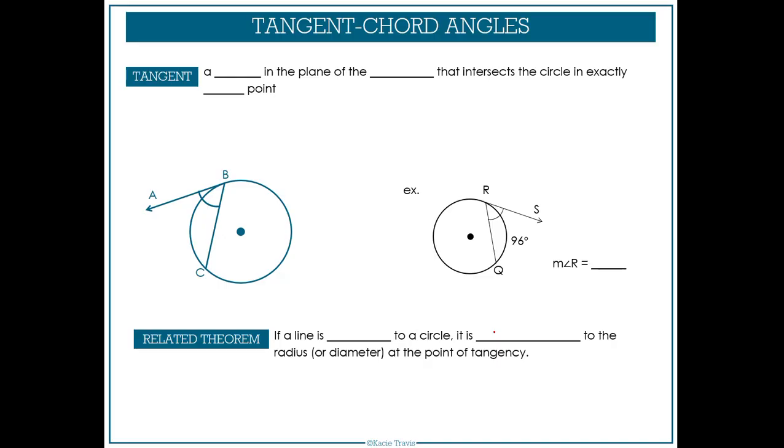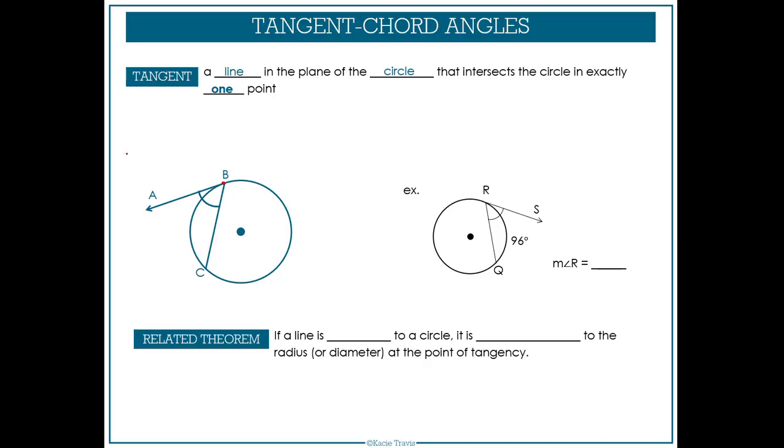A tangent is a line in the plane of the circle that intersects the circle in exactly one point. So, this line over here from A to B only touches this circle right here at B. It doesn't touch anywhere else. I know it looks like it's touching somewhere else over here, but trust me, it's not.